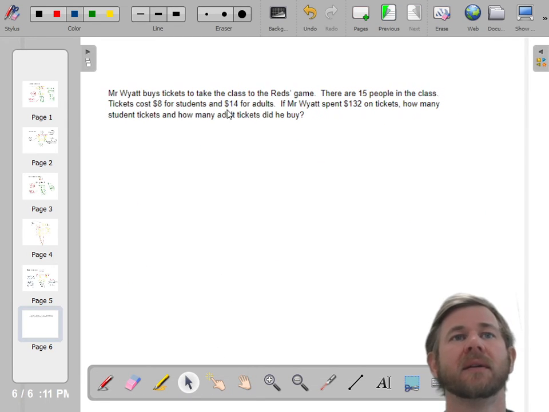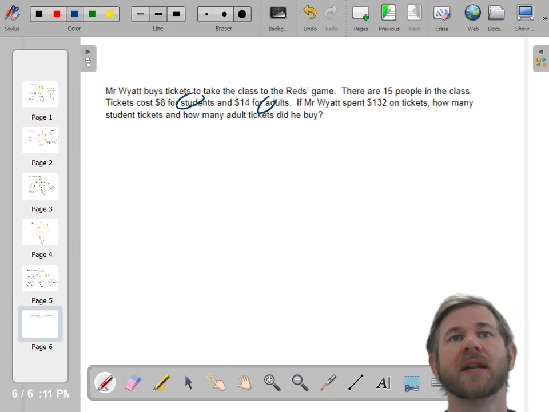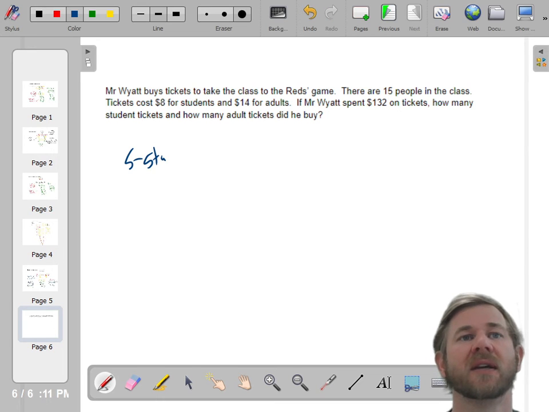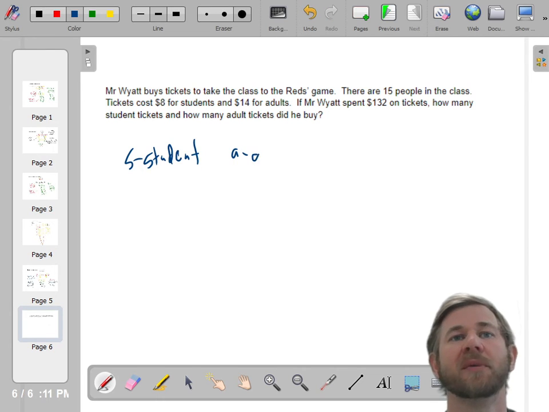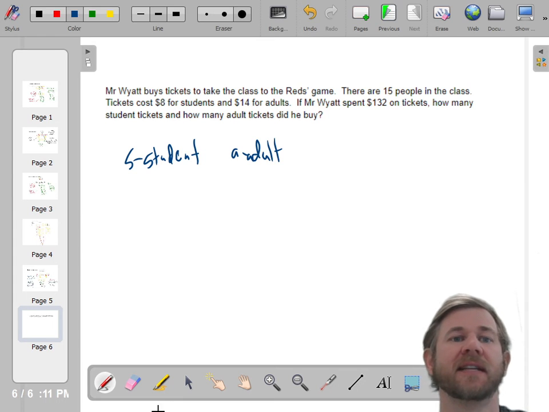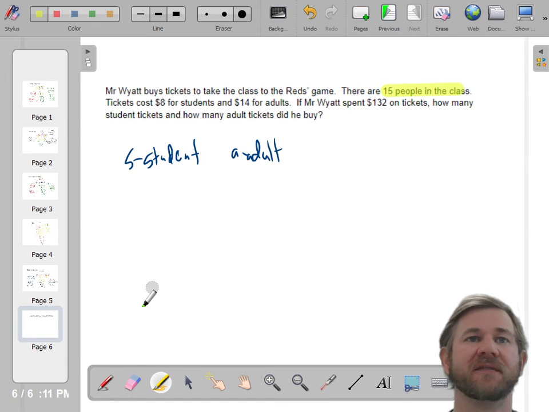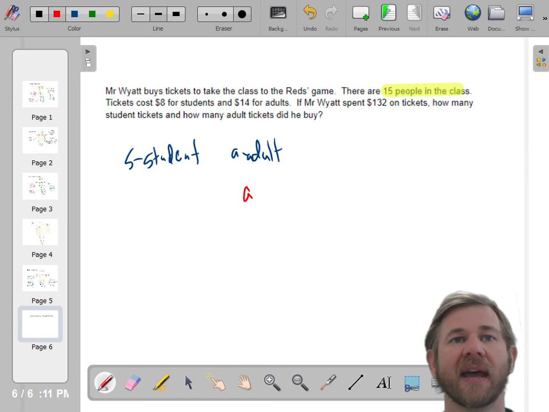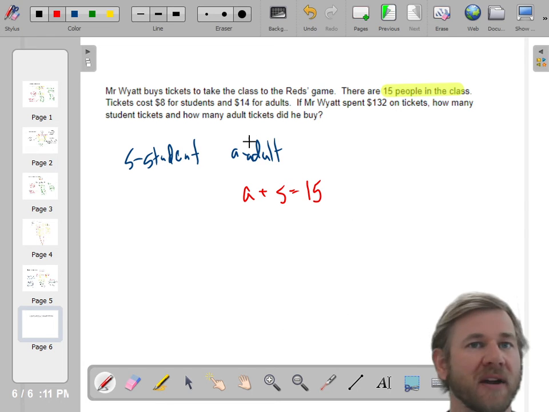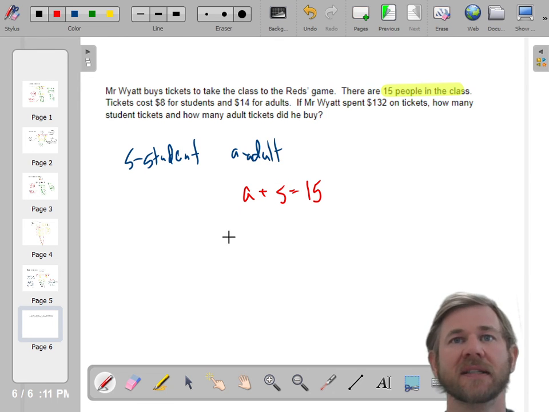Let's see. Is that it? Word problem. All right. So let's see. First of all, let's look at what we need. We're talking about student and adult tickets. So we'll say S is student ticket. A will be an adult ticket. So how many did I buy? Well, there's 15 people in the class. 15 people. It doesn't matter if they're students or adults. We have to buy 15 tickets. So the first equation would be A plus S is 15. You gotta buy 15 tickets. It doesn't matter if you buy 15 adult tickets, 15 student tickets, or some mix of them. You gotta buy 15 tickets.